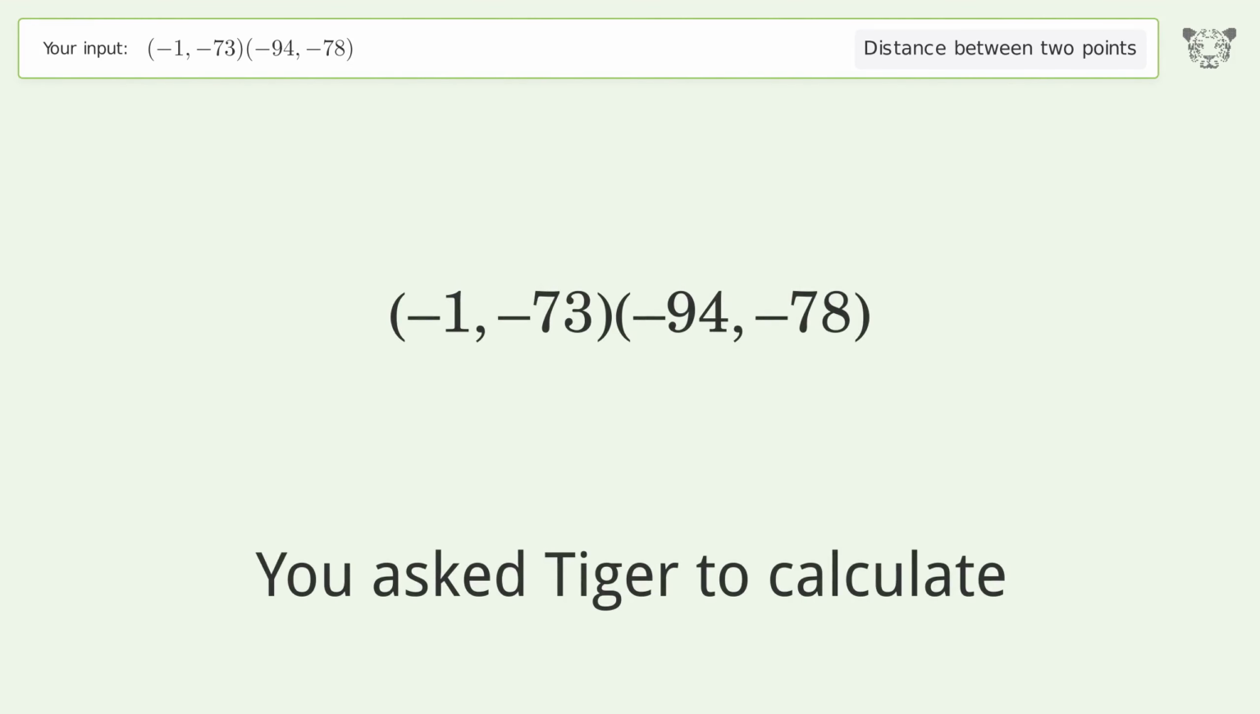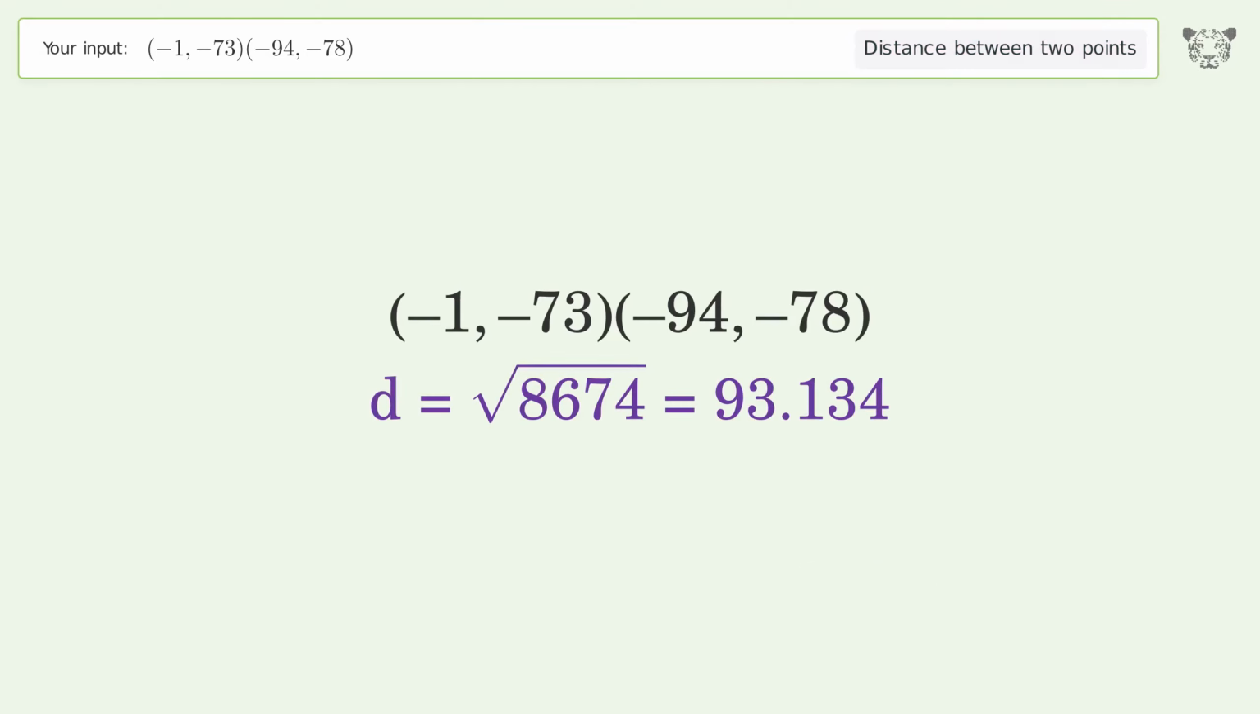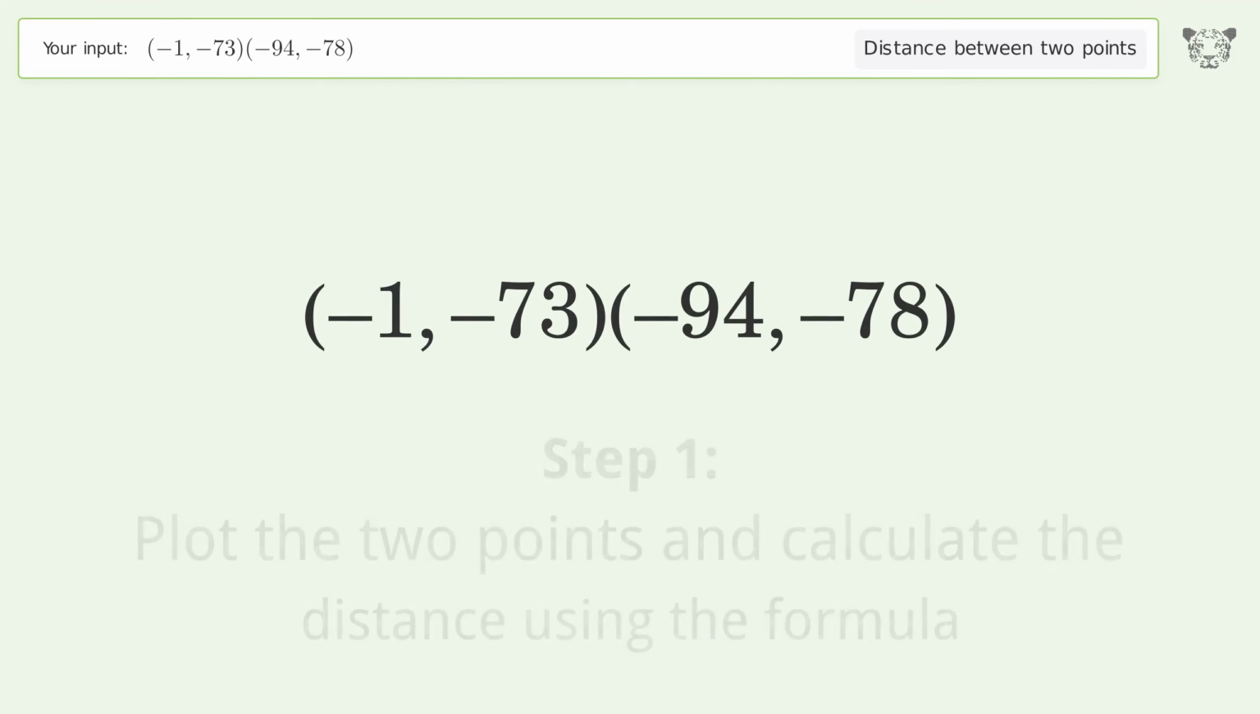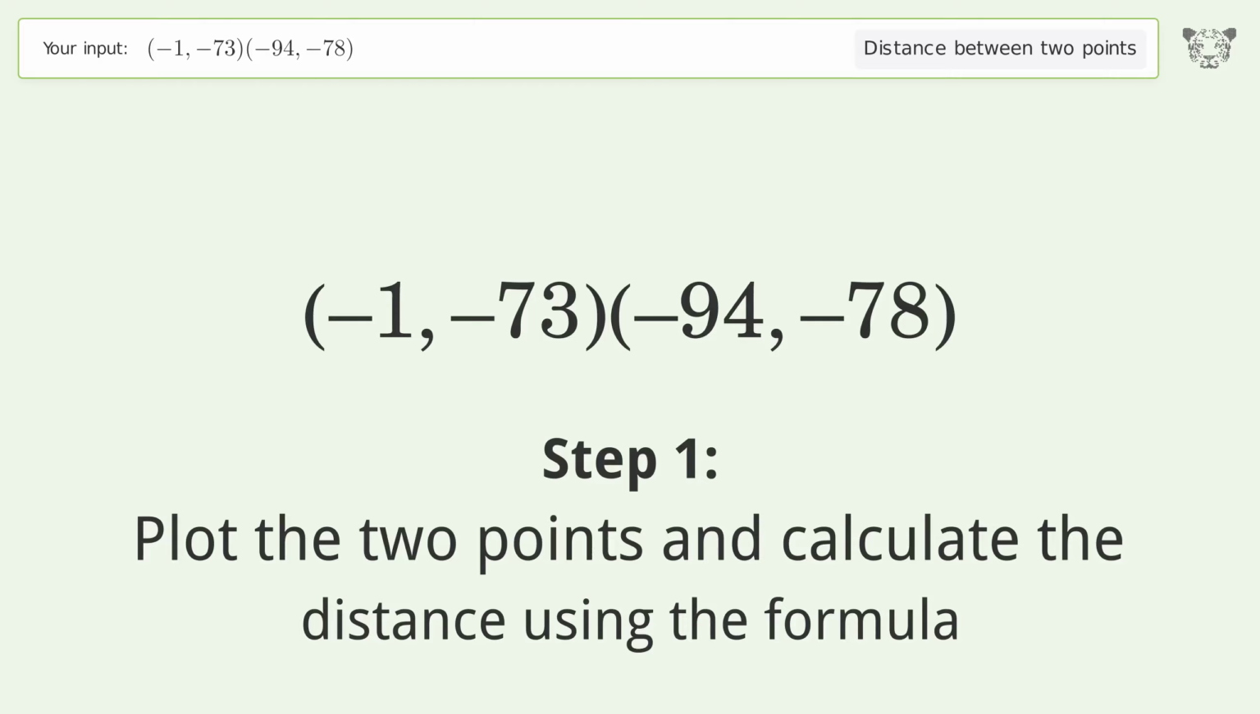You ask Tiger to calculate. This deals with the distance between 2 points. The distance between the 2 points is the square root of 8,674, or 93.134. Let's solve it step by step. Plot the 2 points and calculate the distance using the formula.